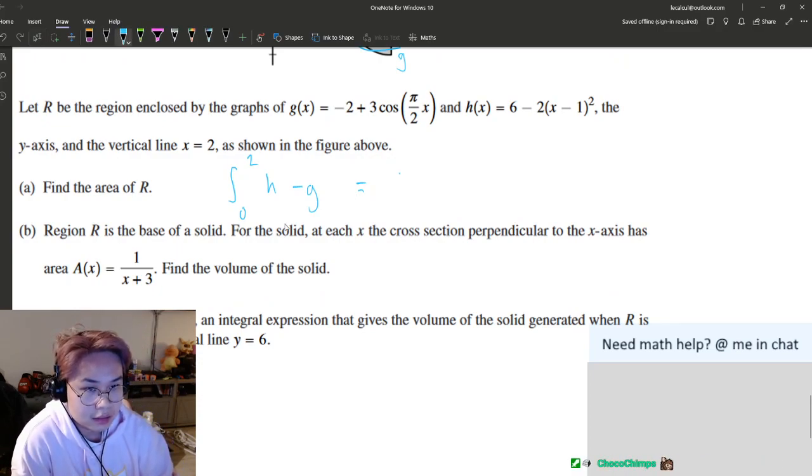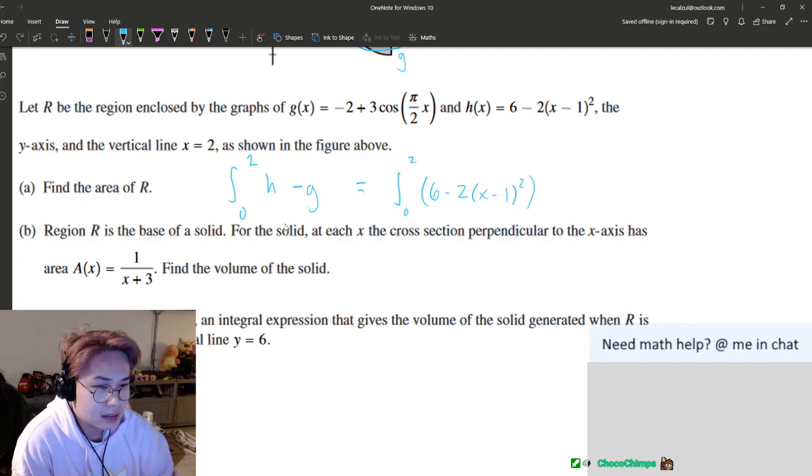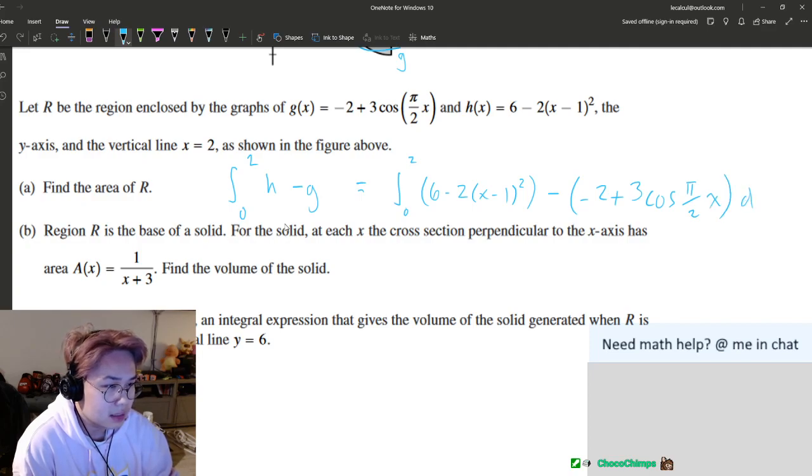Okay, here we go. So the integral from 0 to 2 of 6 minus 2 times (x minus 1) squared, minus (negative 2 plus 3 cosine of pi over 2 x), dx.